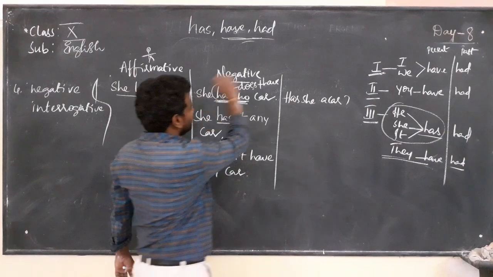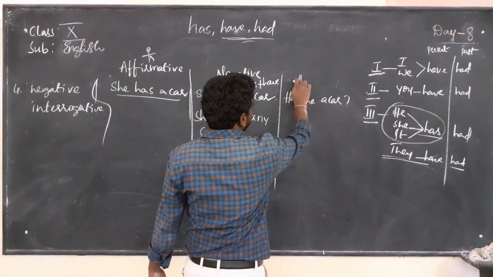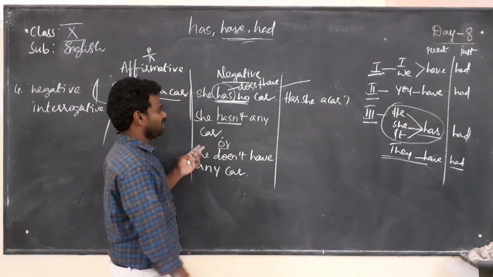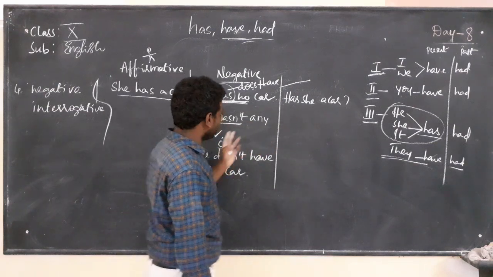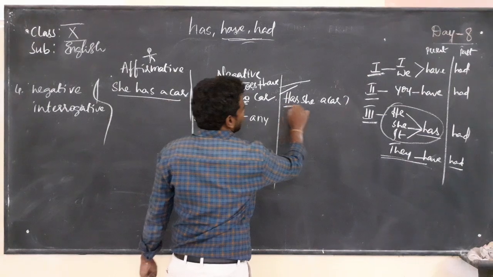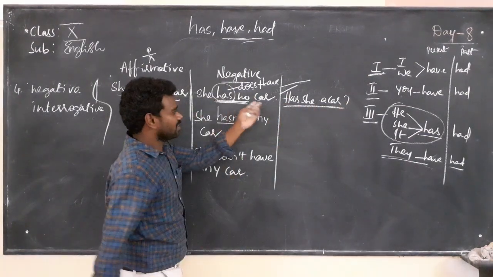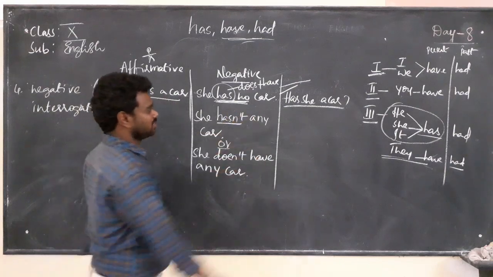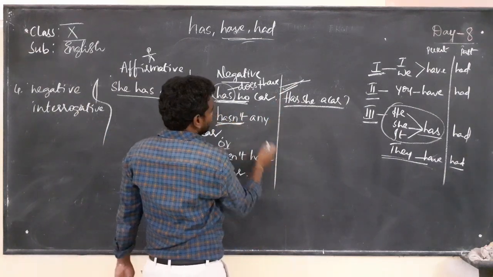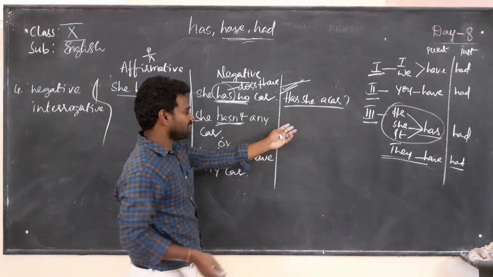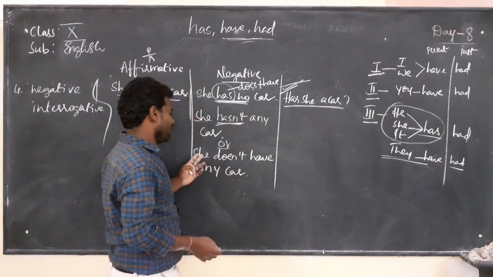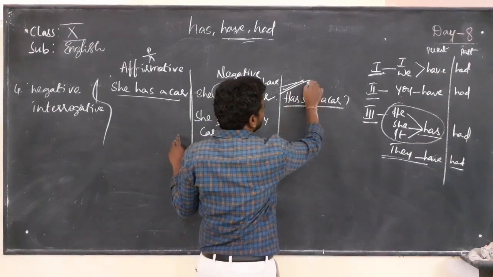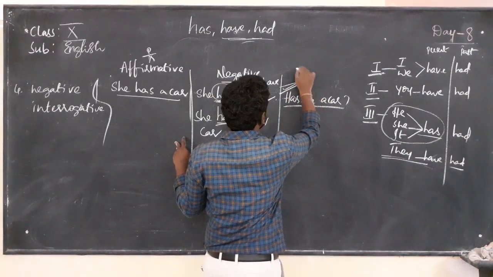Now the interrogative, a yes/no question: Has she a car? Or hasn't she any car? This way also we can use. Has she a car? She has no car. So I can use has she a car, and also hasn't she any car, or she doesn't have any car. In this way the interrogative can be used.